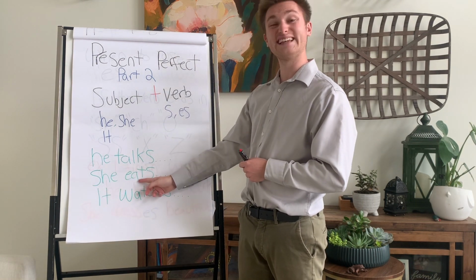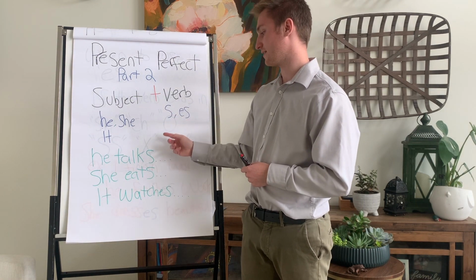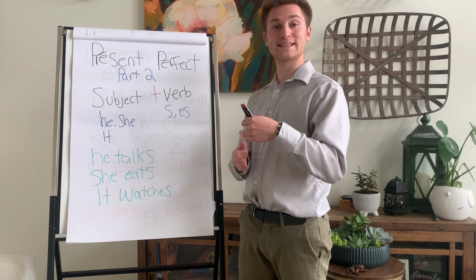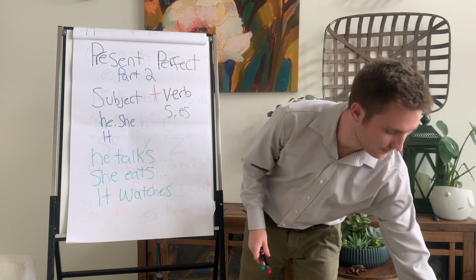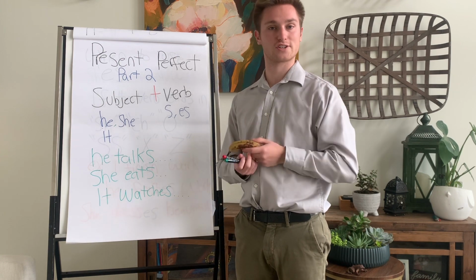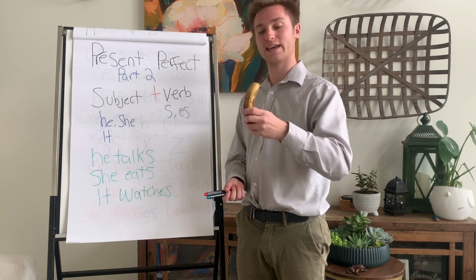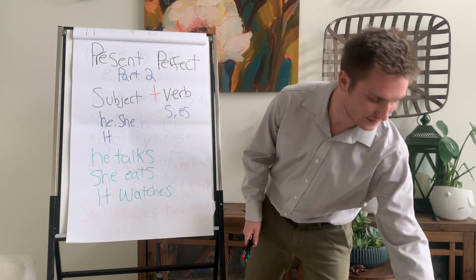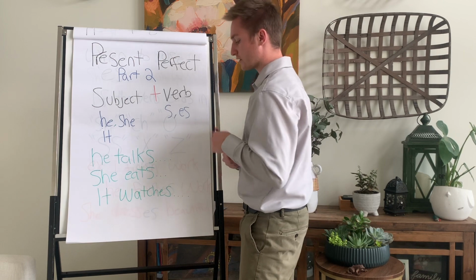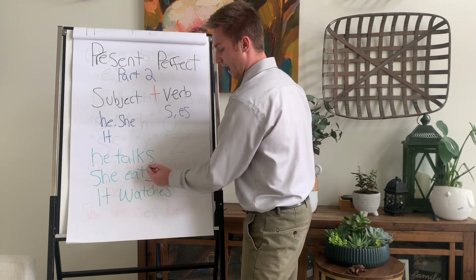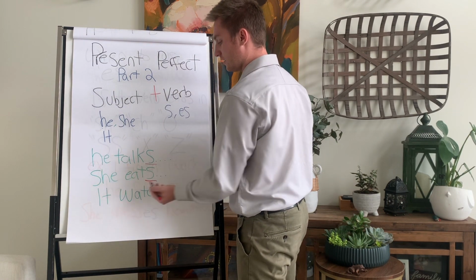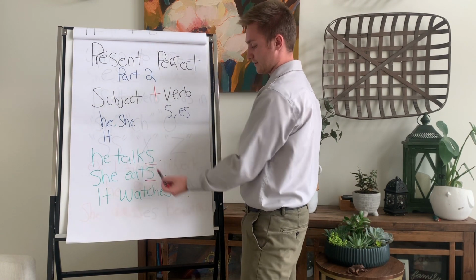She eats with an S. She eats. Okay? She eats a banana every day at lunch. She eats every day a banana. She eats. Focusing on the S in eats and the S in talks. Because we use he, she, we must add an S.